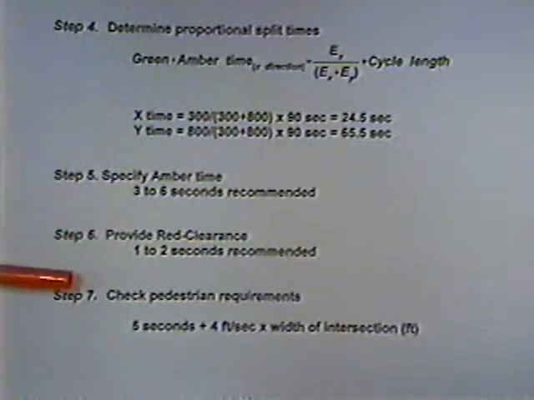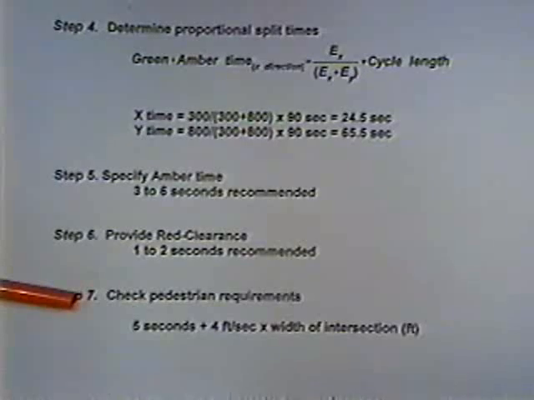Once we've done those calculations, we need to go to step 7 and check to make sure that our times are long enough for pedestrians. If we have people walking across the street, that light has to stay green long enough for them to get from one curb to the other.